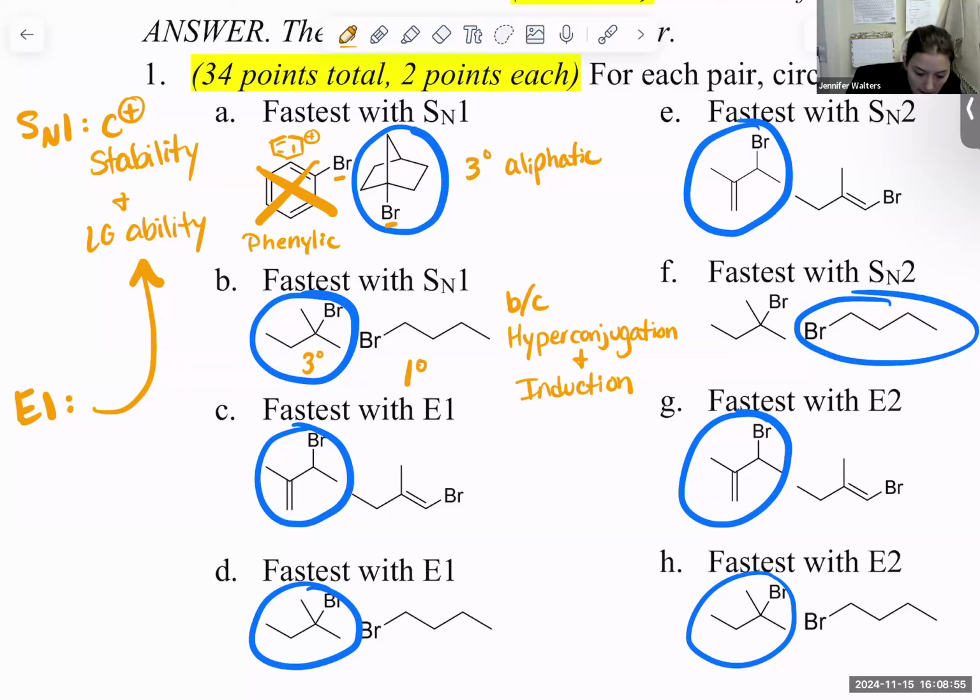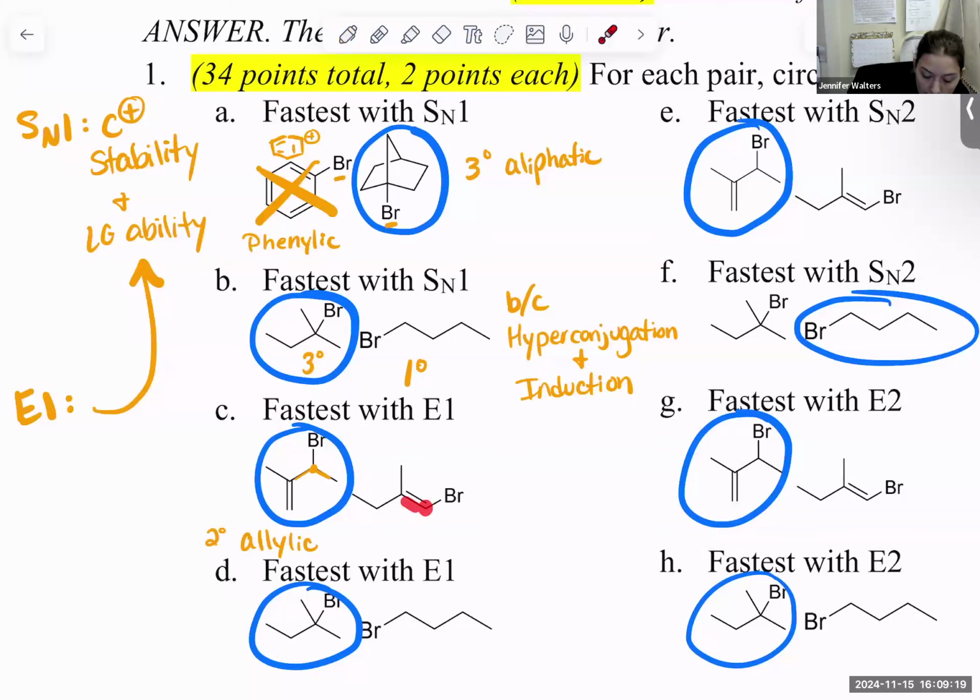So when we look at these, I again see they are the same leaving group, so I don't have to worry about my leaving group ability. And so then I'm just looking at the substrate factors. This is going to be 1 away from my double bond, so this is allylic. And because it's attached to 2 other carbons, it is going to be secondary.